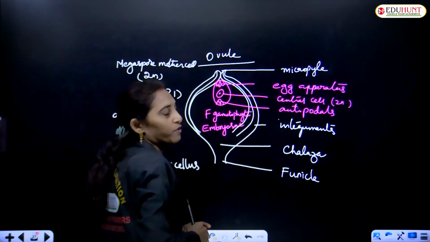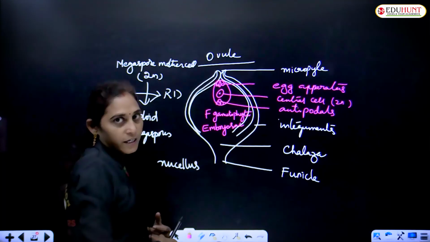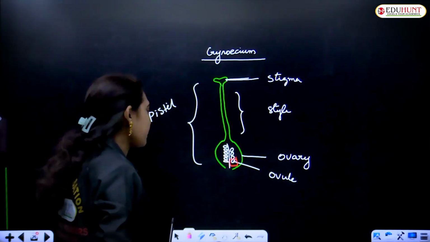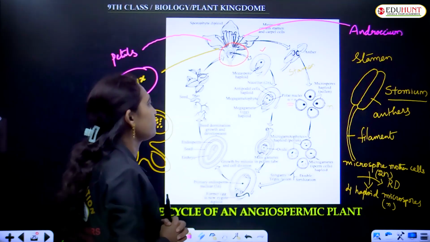Okay, embryo sac. The cells of the embryo sac are haploid except the central cell, because 2 nuclei fused to form the structure, the central cell.